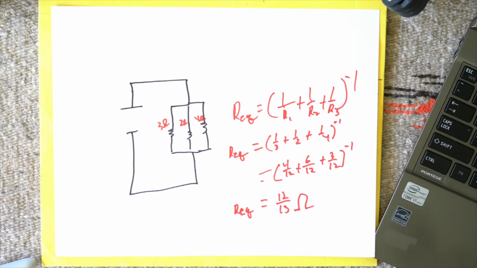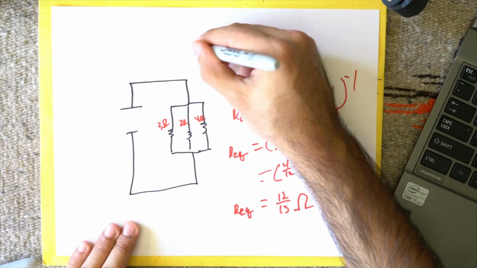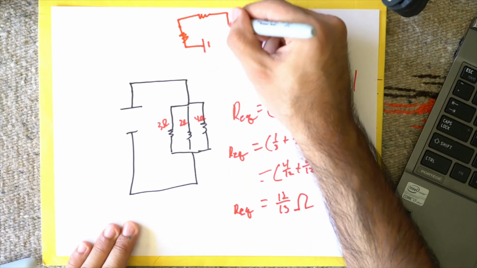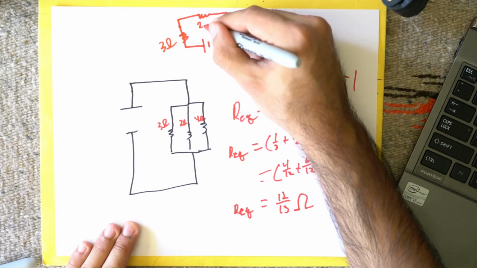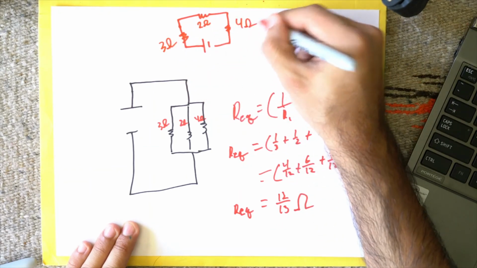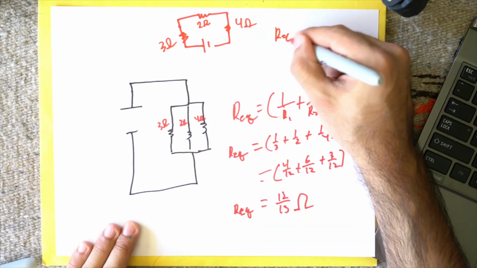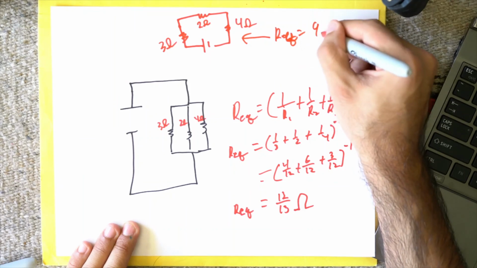If I had these together in one circuit that's in series, let's look at this. If I did this with 3 ohms, 2 ohms, and then 4 ohms, you would have to add them all up. So this would be the R equivalent for this one. You just add them directly, that'd be 9 ohms.